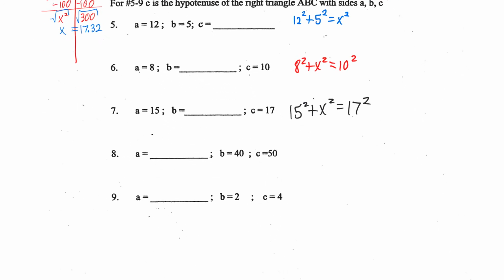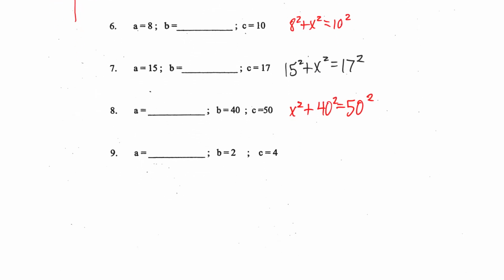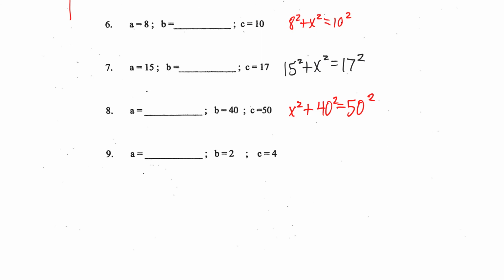All right, number 8. X squared plus b squared equals 50 squared. 40 squared. There you go. Okay, now somebody else who has not answered yet, tell me how we're going to set up number 9. Somebody who hasn't said anything today. Come on, Chris. X squared plus 2 squared equals 4 squared. Okay, good. All righty.